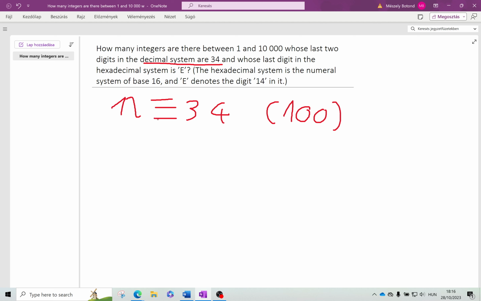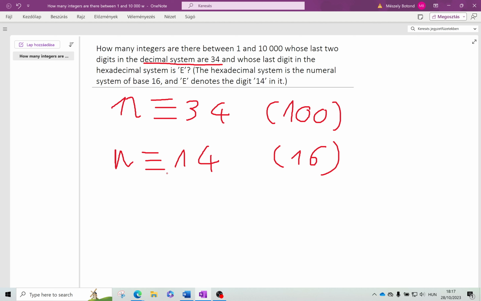The other part of the question is that the last digit in the hexadecimal system is E. So it also needs to be congruent with 14, because E equals 14 in the hexadecimal system, modulo 16. That comes from the fact that the system is based on 16. So every number whose last digit is E is congruent with 14.